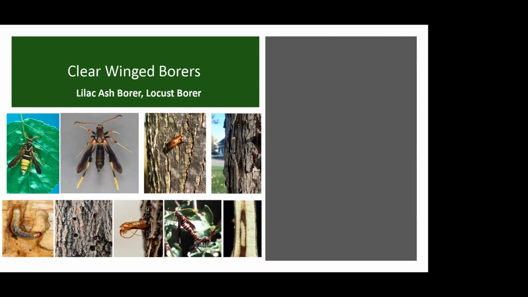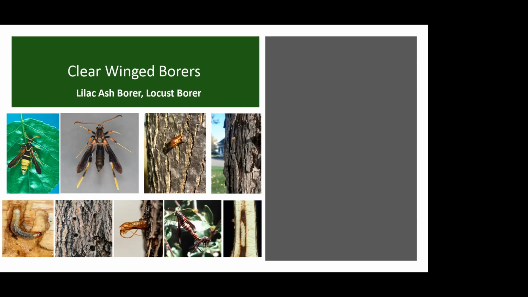Then there's a whole group of clear-winged borers. They look like bees. They're actually in the moth family. Lilac ash borer, locust borer. They could be in the same trees, by the way, as things like emerald ash borer are. The 2 different adults are shown on the top left. The 3rd one from the right on the top shows an adult exiting the tree.